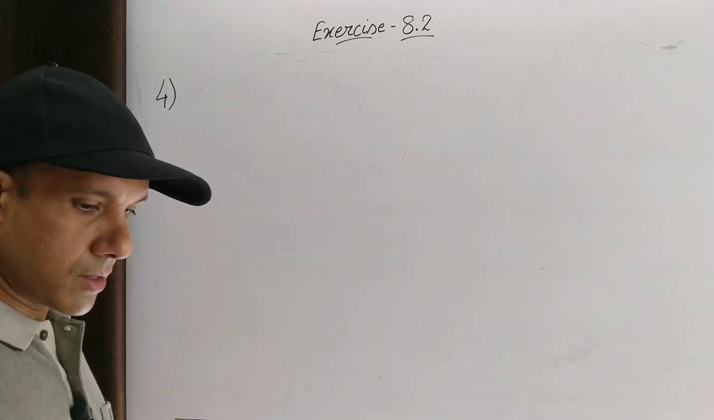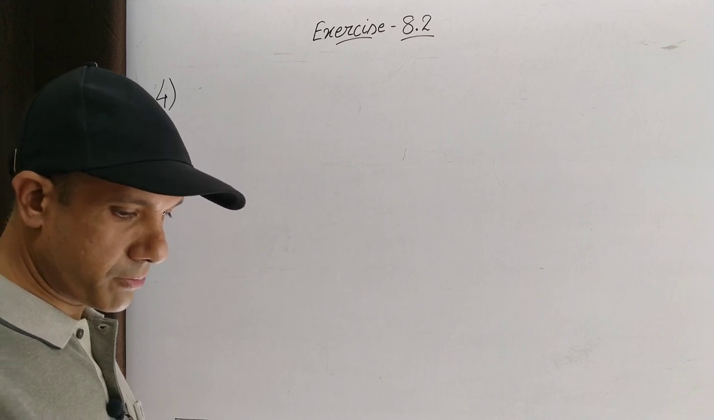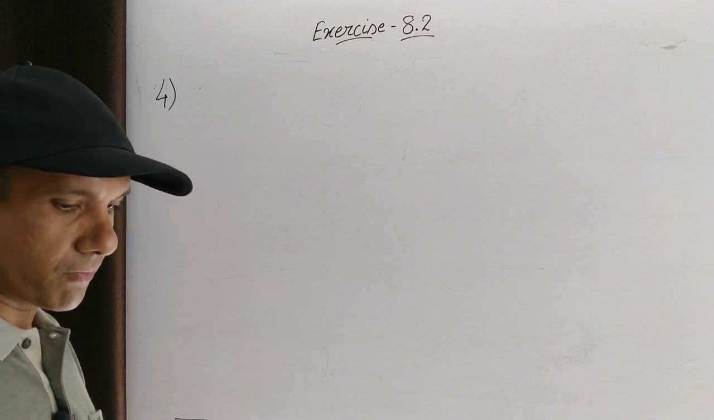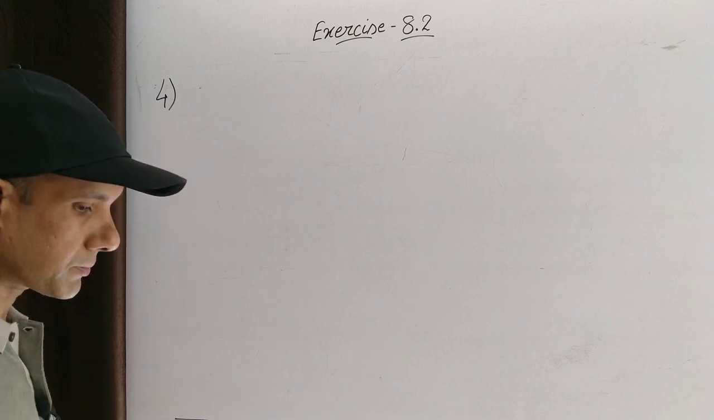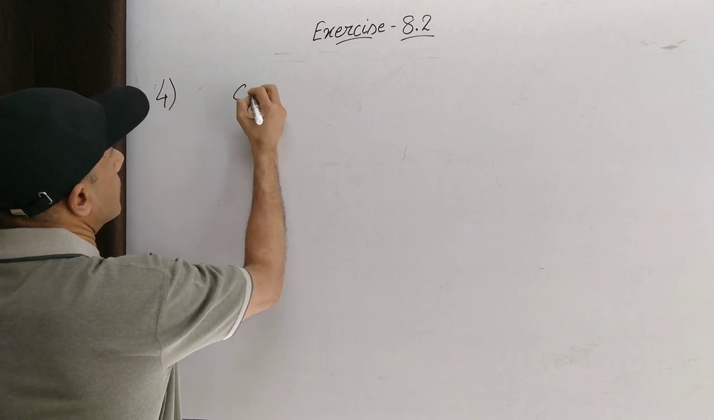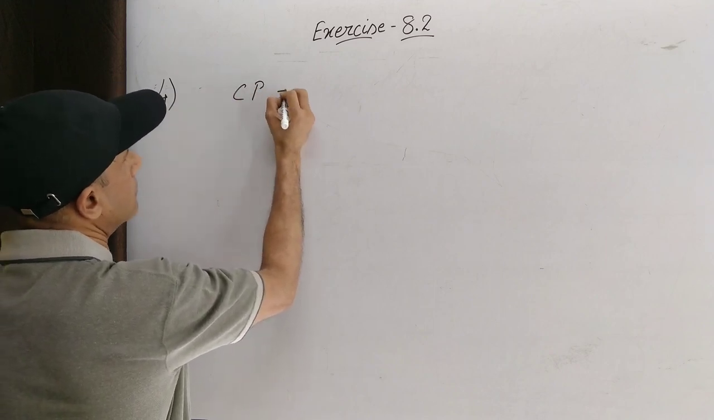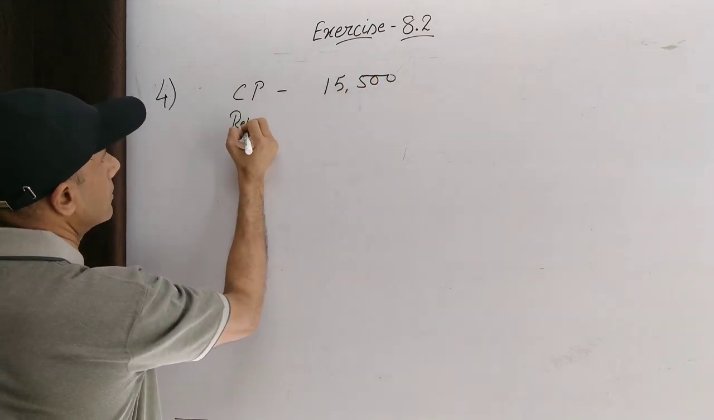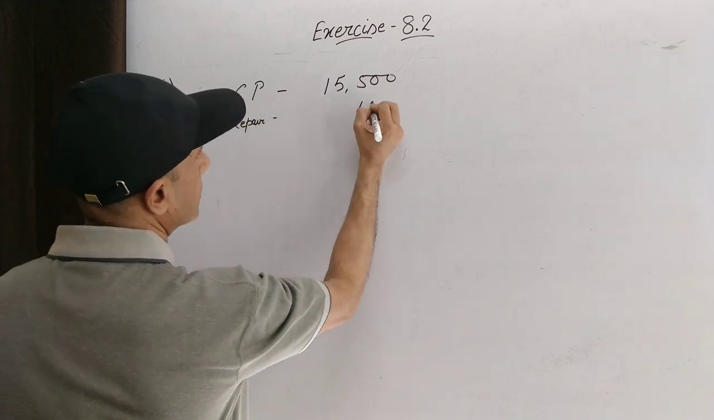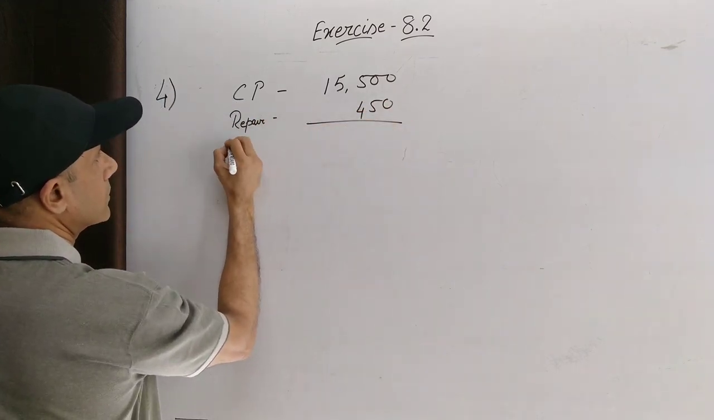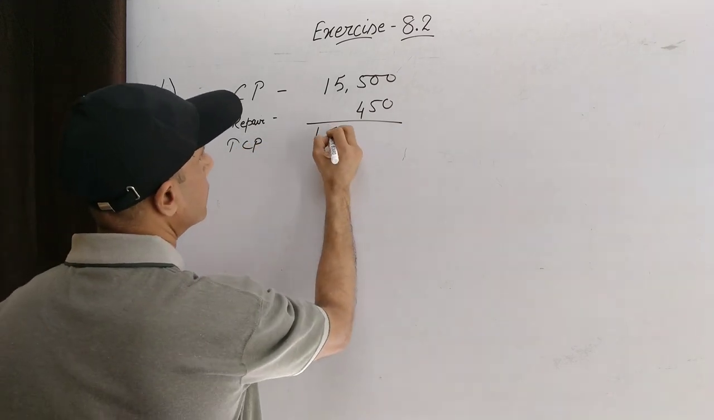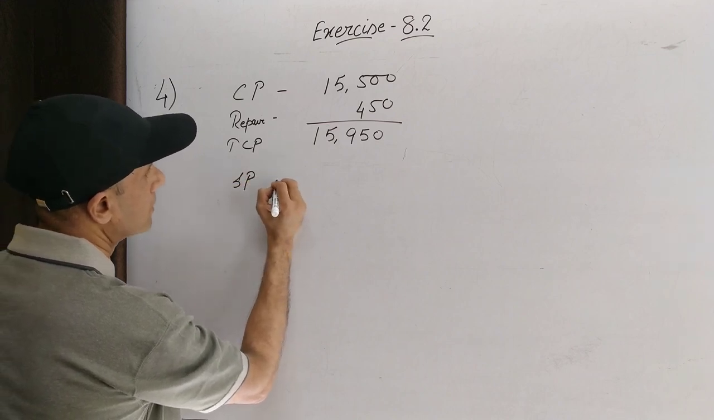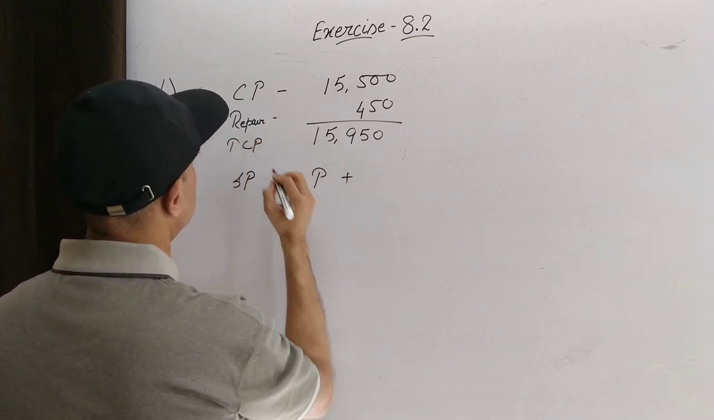Question number 4. Cost of an article was 15,500 rupees. Rupees 450 was spent on its repair. If it is sold for a profit of 15%, find selling price of the article. So cost price of the article was 15,500 rupees. Amount spent on repair is 450 rupees. So the new cost price, you can say total cost price, will be equal to 15,950 rupees. Selling price of the article will be profit plus total cost price.